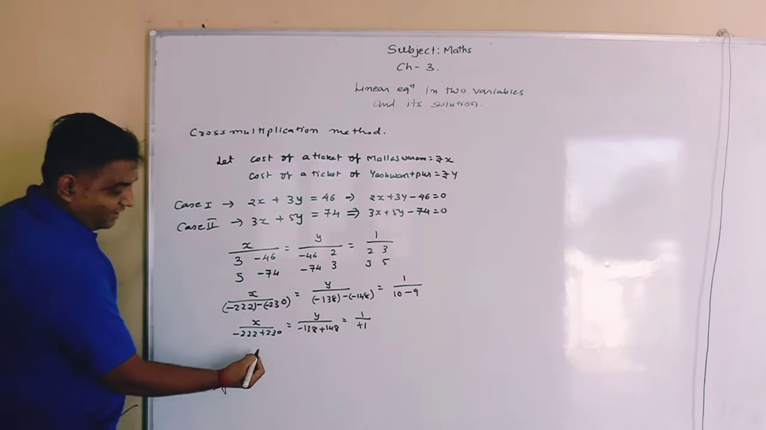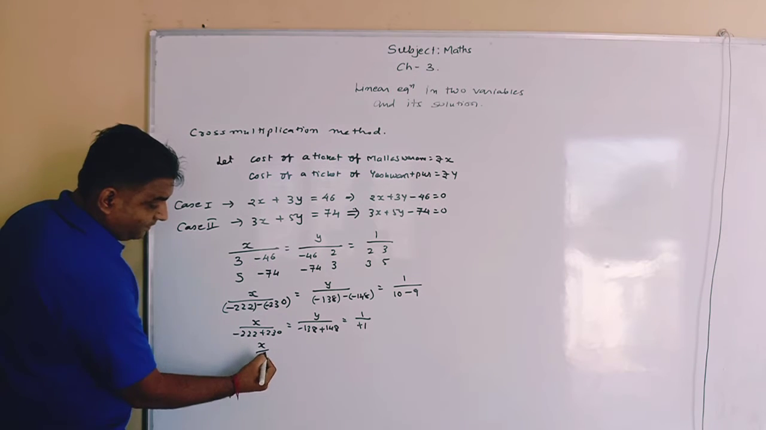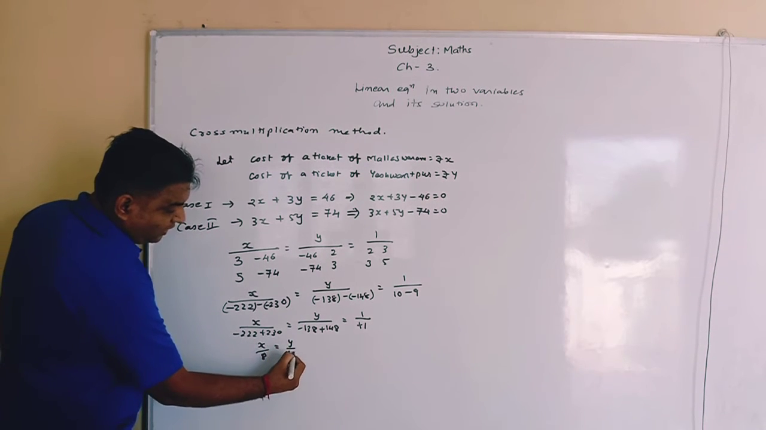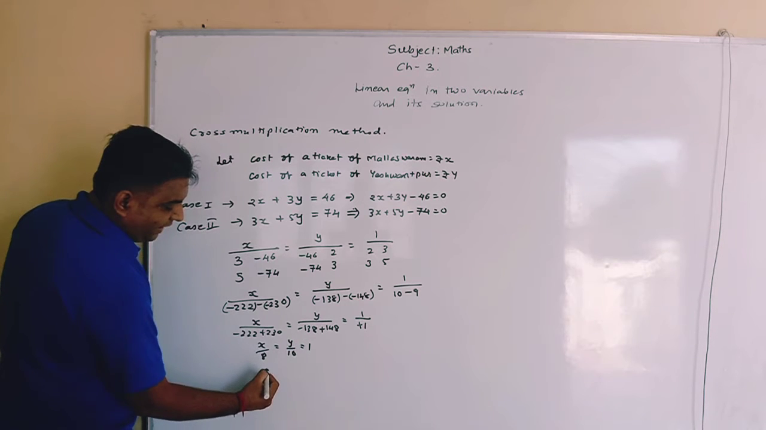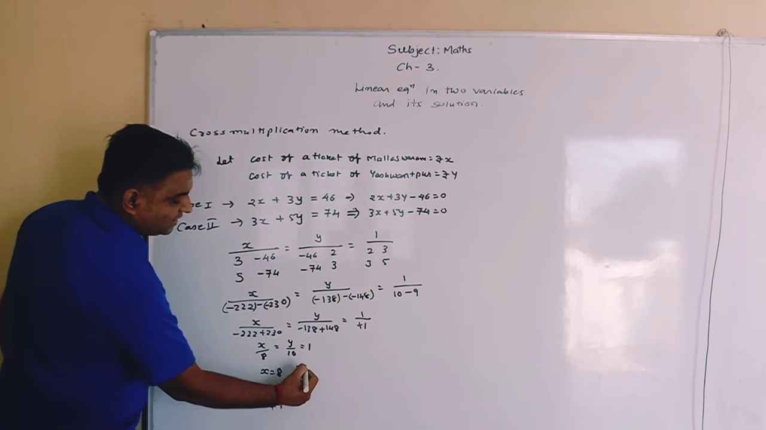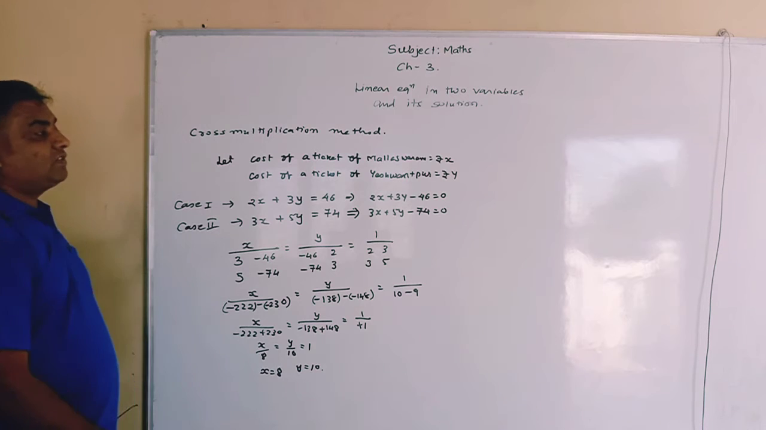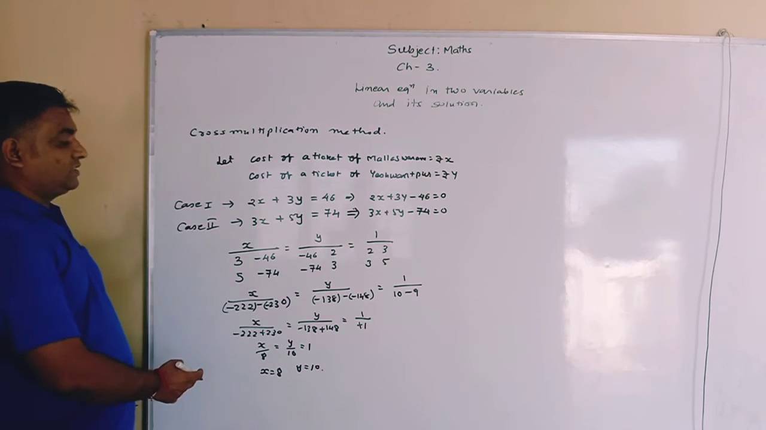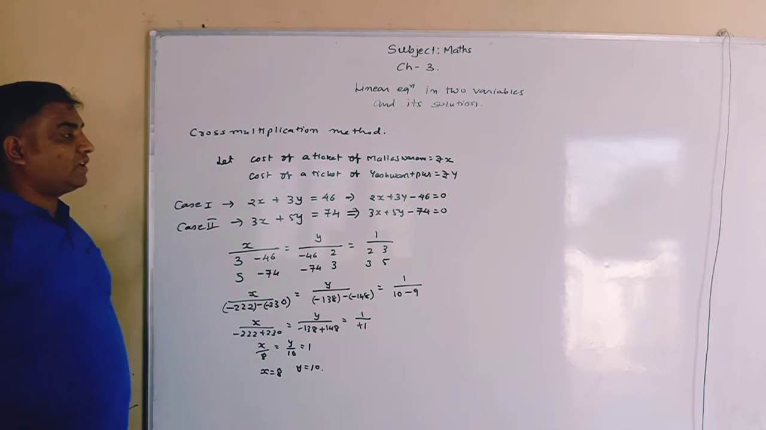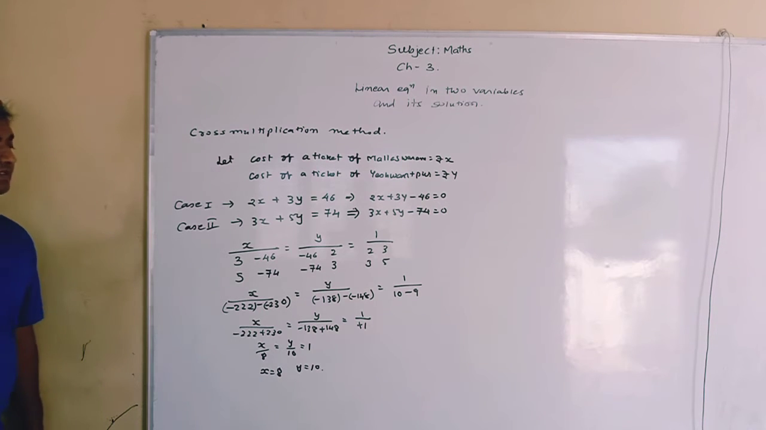And so x upon 8, y upon 10 is equal to 1, and so x is equal to 8 and y is equal to 10. So the Malleswaram ticket cost is 8 rupees and the Yeshwanthpur ticket cost is 10 rupees.